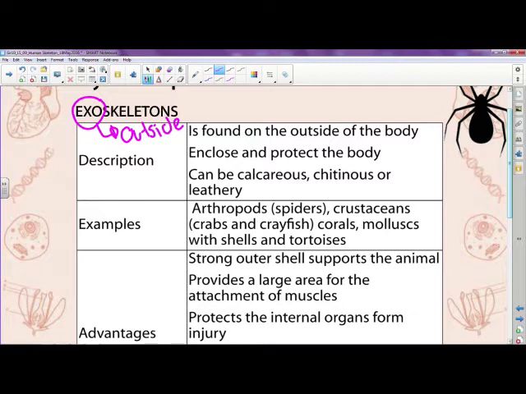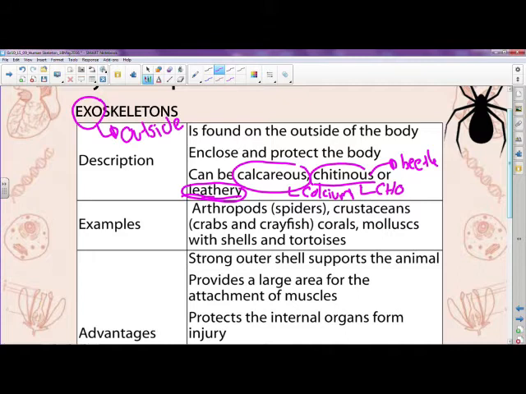Basically what they have is this hard outer body. And the word calcareous means calcium. So basically the calcium is hardened to form these harder outer structures. Chitinous, remember that was a carbohydrate, makes the outside of, for example, an insect like a beetle, when you squash that hard outer side, or they can be nice and leathery. So the calcareous and the chitinous are the harder ones, and then you get your softer ones, your leathery. Those are your icky spiders.